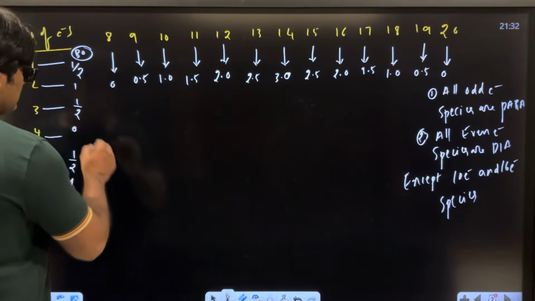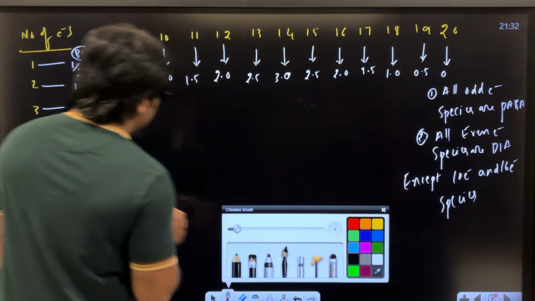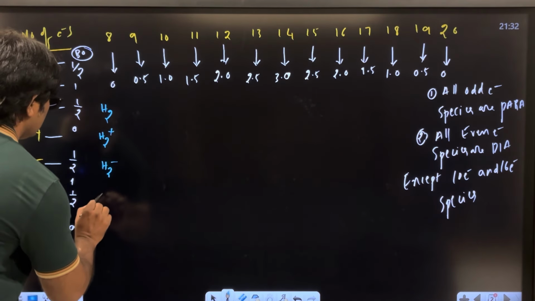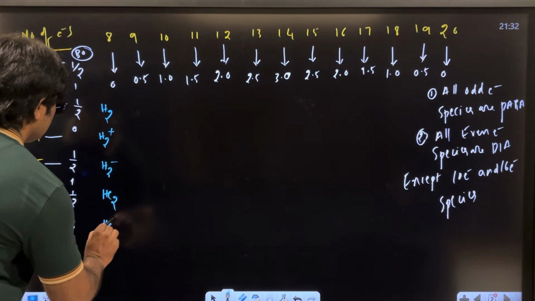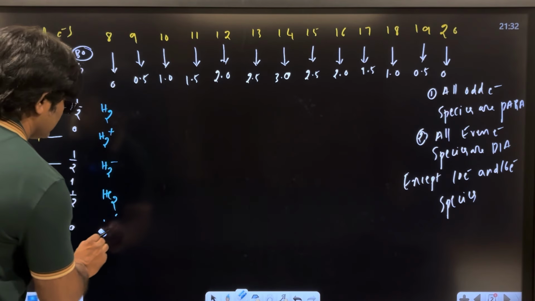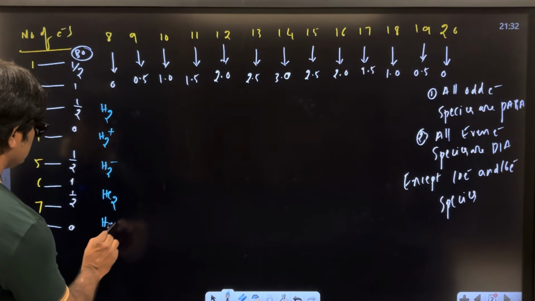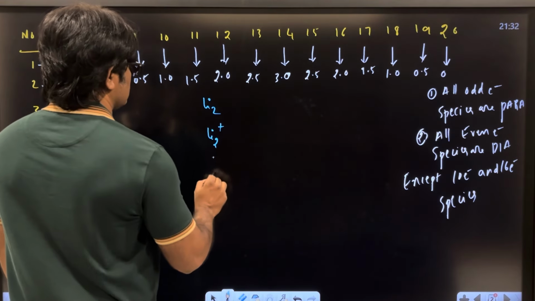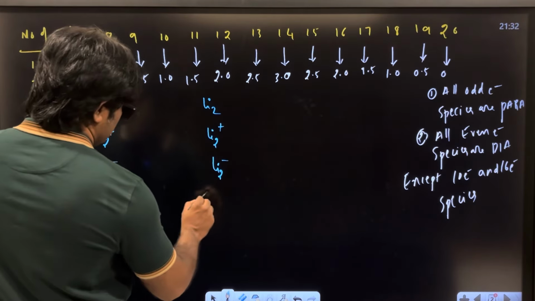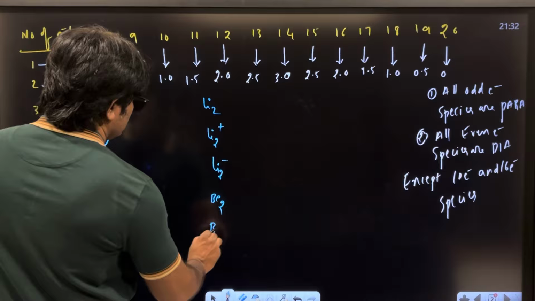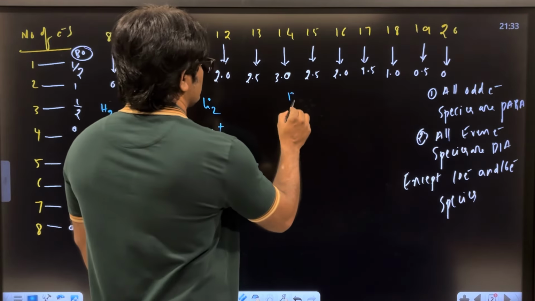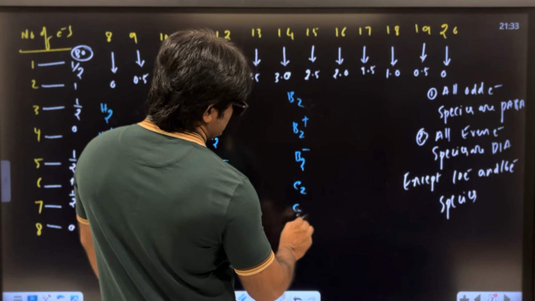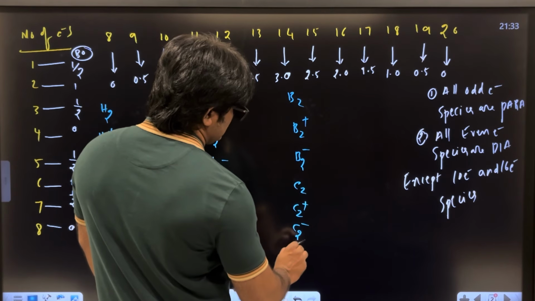Let us start with an example. I am going to take these species: H2, H2 plus, H2 minus; helium He2, He2 plus, He2 2 plus; lithium Li2, Li2 plus, Li2 minus; beryllium Be2, Be2 plus; boron B2, B2 plus, B2 minus; and carbon C2, C2 plus, C2 minus, even C2 2 minus.